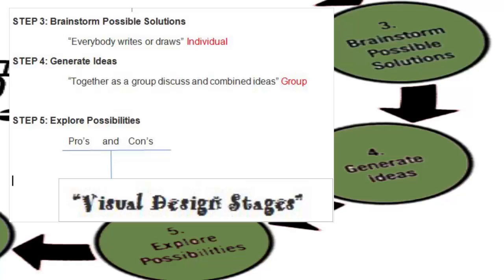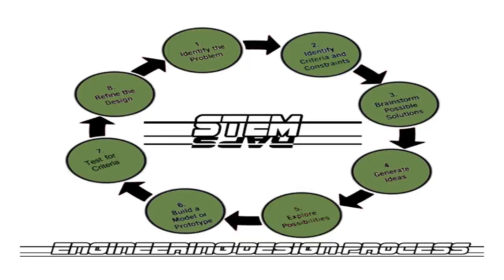Step 5 is explore the possibilities. This is another T-chart. On either side of the T-chart should be pros and cons. I always say that it's great to know the positive things about your design, but it's also great to know the negative things about your design, the things that might possibly go wrong. Strengths and weaknesses. So that's a T-chart of pros and cons, this short step there.